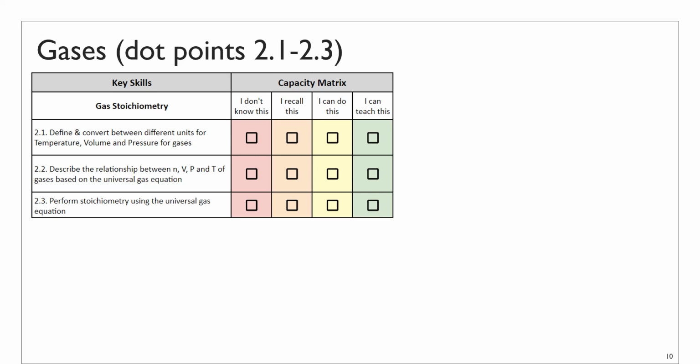Anyway, so the second topic is on gas. There's only 3 dot points. It's really 1 dot point. It's just stoichiometry using the universal gas equation. Generally speaking, gas is really easy. You can use the universal gas equation, you'll be fine. Where's the universal gas equation? It's in your data book. Although you can use SLC condition molar volume as well if you want.